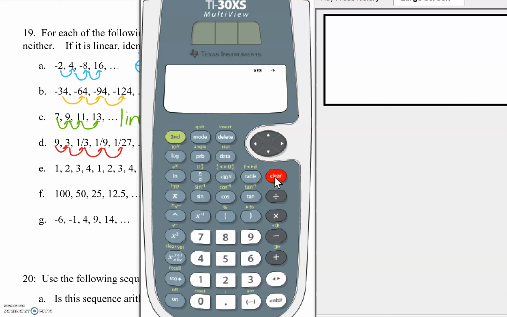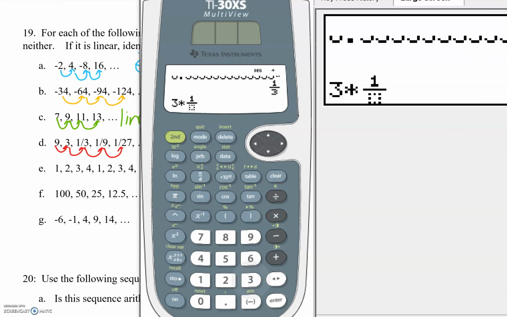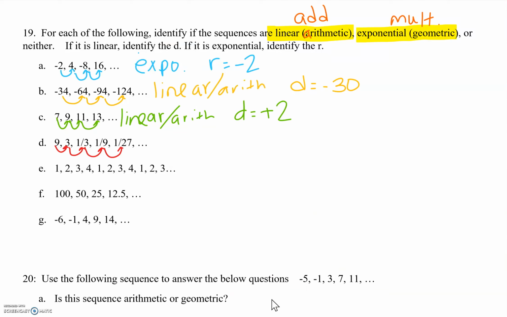Is it exponential? Take your second term and divide it by your first term. Does that give you 1/3? Yes, it does. So if we have that 1/3 piece, 3 times 1/3 gives us, oh, no, it's a 1. So it looks like on this one, it skipped the 1. So no, this is not either exponential or arithmetic, geometric. It's neither. Now, if this had a 1 right here, then yes, it is. But since it does not, it is a neither.